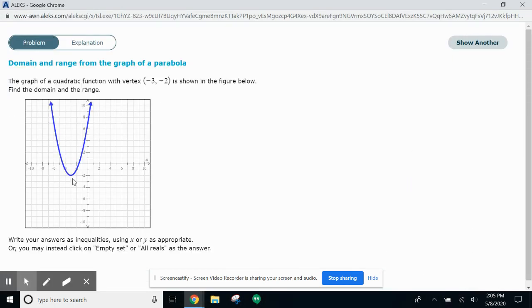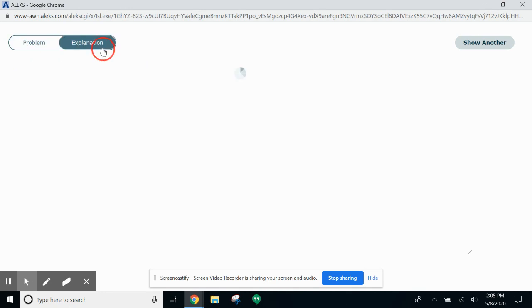So if we look at this one, we can say our Y value, the lowest would be, since it's facing up now and we want those positive numbers, it'll be greater than or equal to -2, which is the lowest it goes. The domain will be all reals.